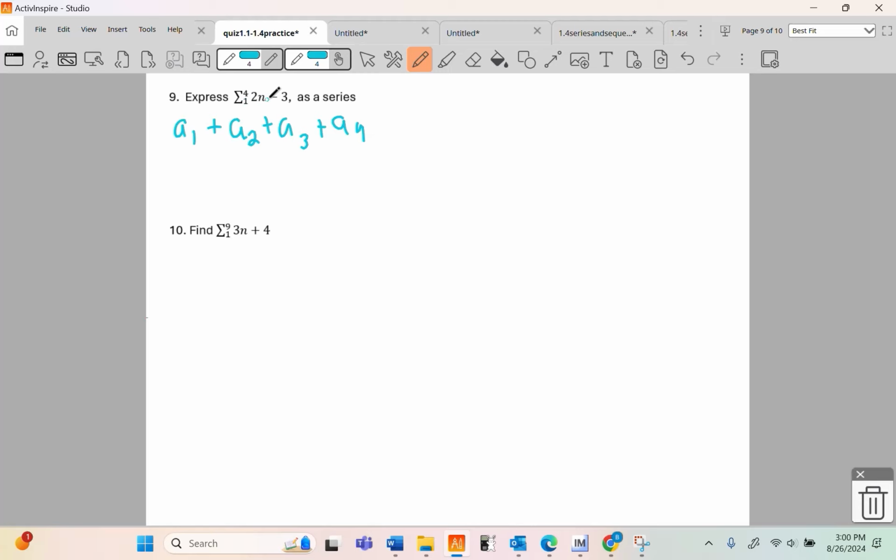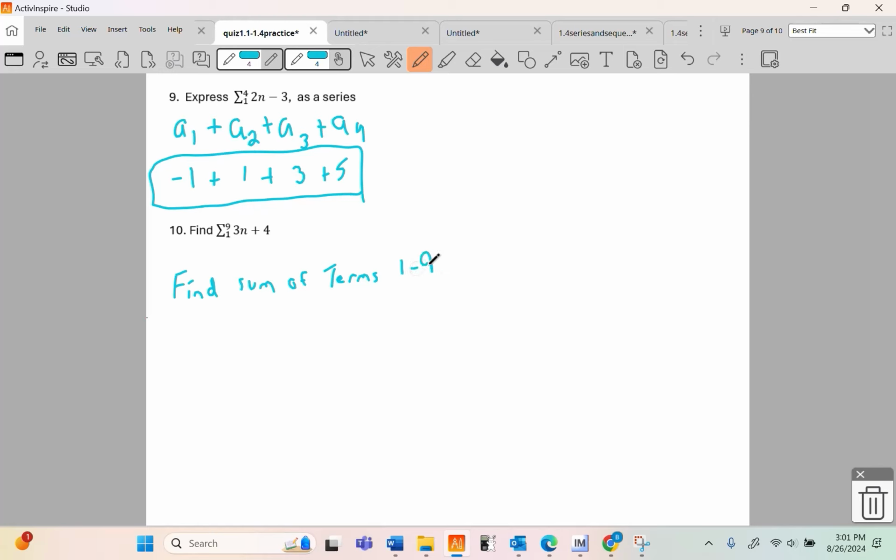It's just saying express what it would look like. So if I plug a 1 in, I'd have -1. If I plug a 2 in, I'd have 1. If I plug a 3 in, I'd have 3. And if I plug a 4 in, I'd have 5. Show that you understand what it means you do. The next one, find. This means actually find the sum of terms 1 through 9.